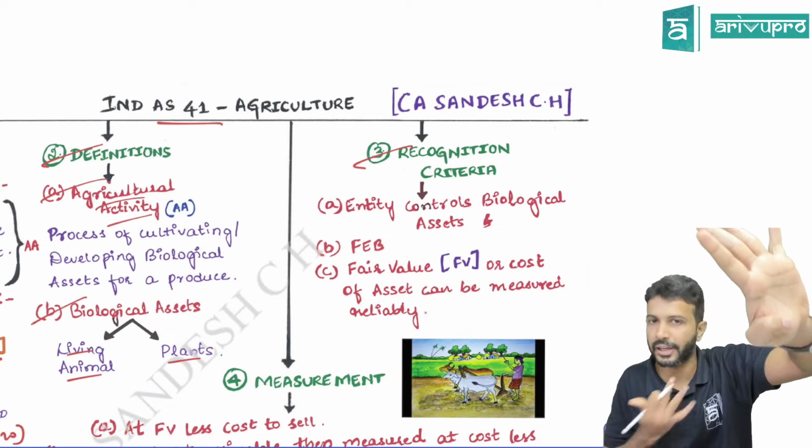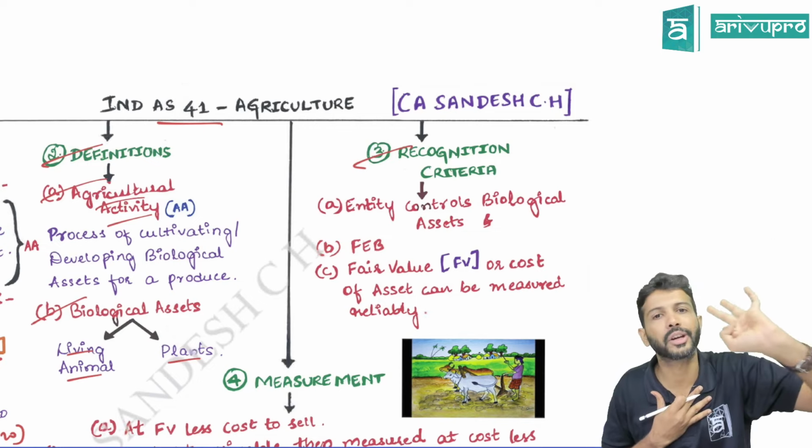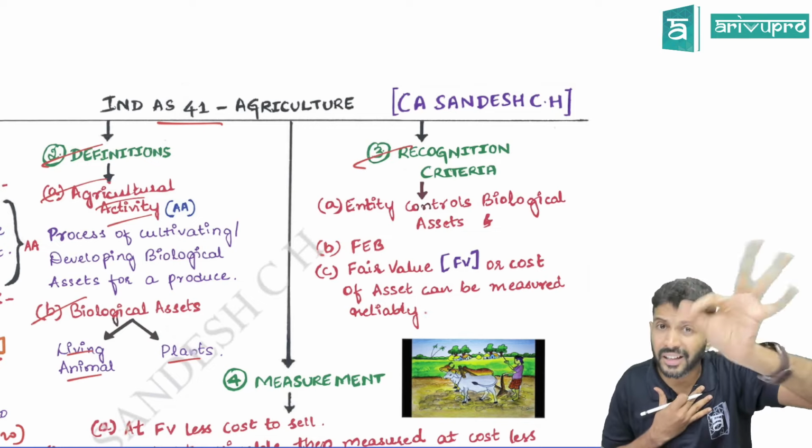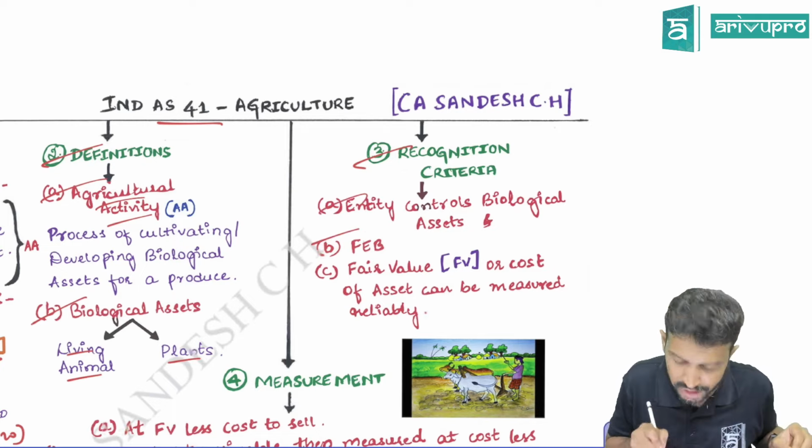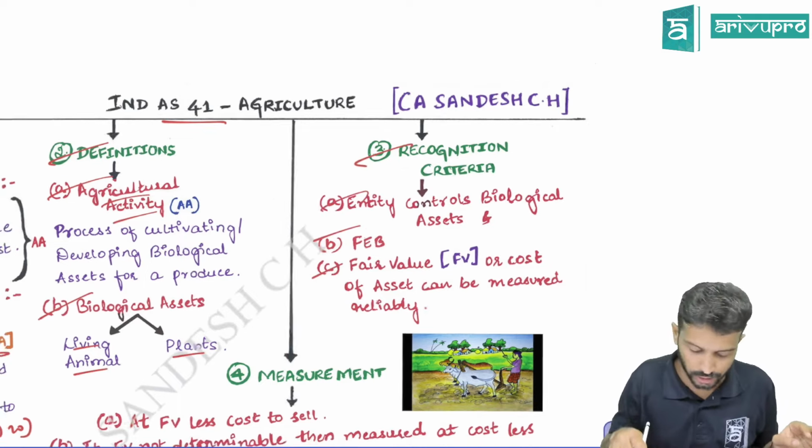1, it should be an asset, meaning it should be within your control. From that, you should get some future economic benefits, FEB. Either fair value or cost, you should be able to measure it reliably. These are your 3 recognition criteria.